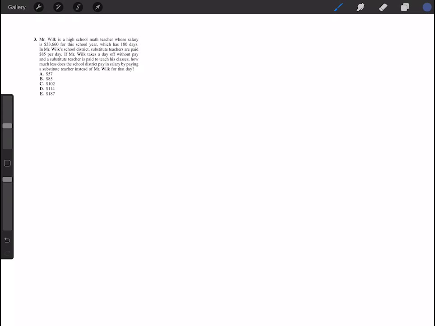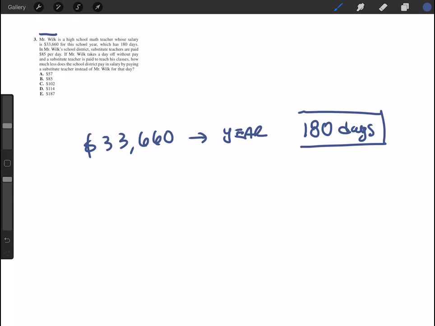First of all, we know that Mr. Wilk, right here, is a math teacher, and his salary is $33,660 for the entire year. So let's write that. $33,660 for the year. Now, the year has 180 days. Doesn't mean that a year has actually 180 days. We know it has 365 and change. It just means that in terms of how much a teacher is paid, they're considering 180 days of work.